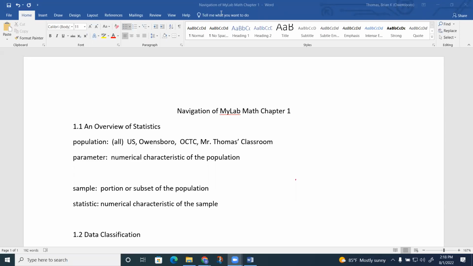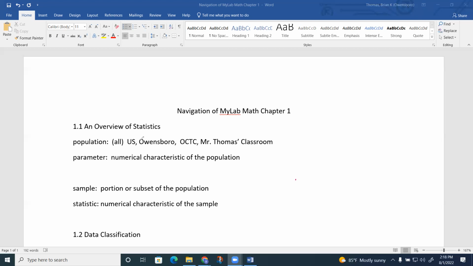So as we start to move into our homework, you'll have to work with MyLab Math. That's where all your assignments will be located. And just to bring a few things to your attention as far as the assignment goes, I'm just going to highlight a few things. We'll start with Chapter 1, Section 1. It's titled An Overview of Statistics.